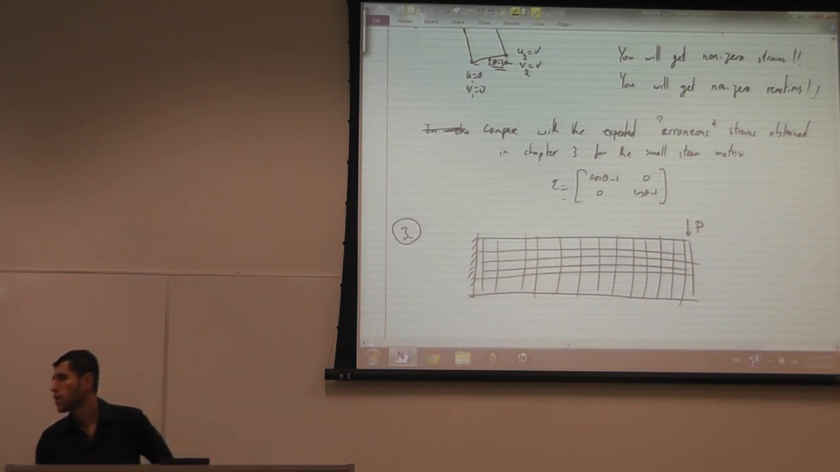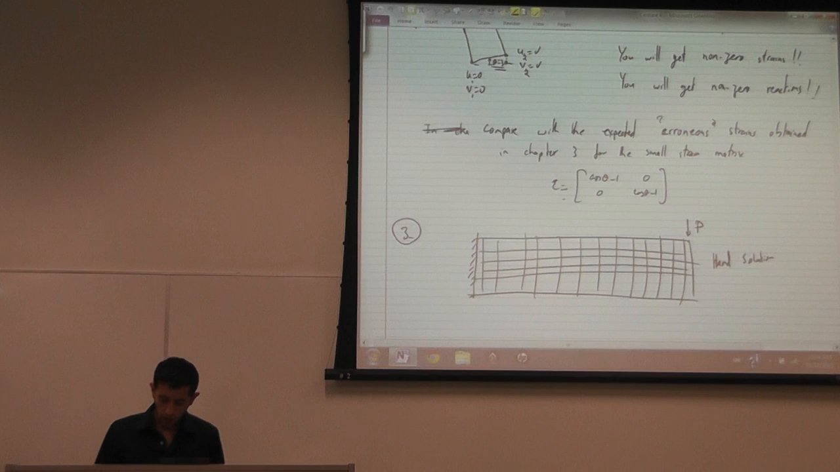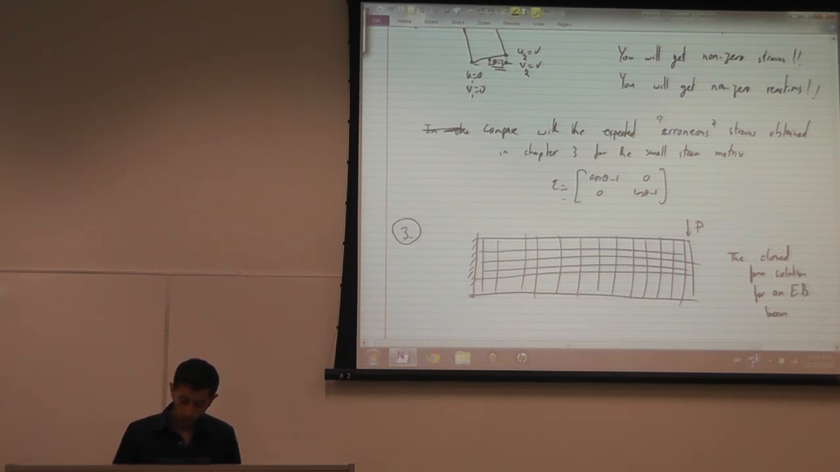You already know the hand solution, the closed form solution for an Euler-Bernoulli beam, and compare the displacements with what you get from the FEA.